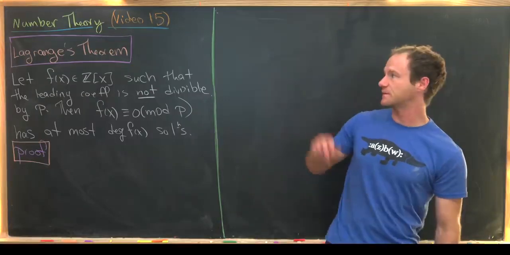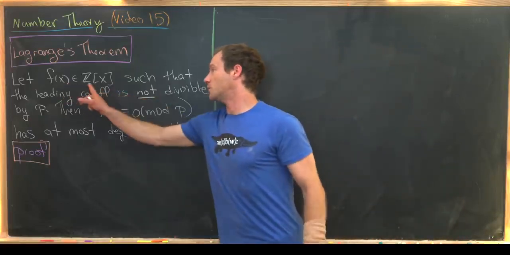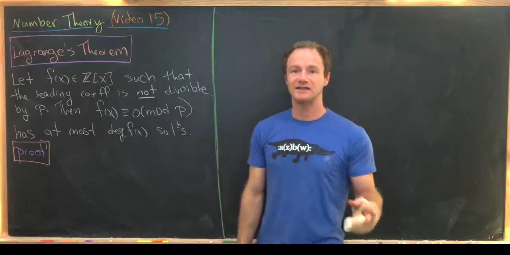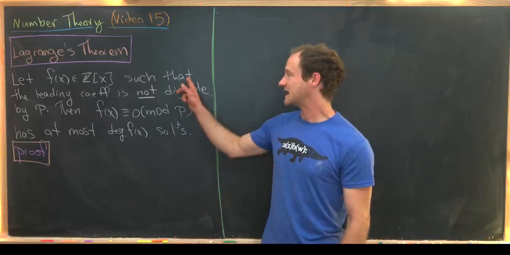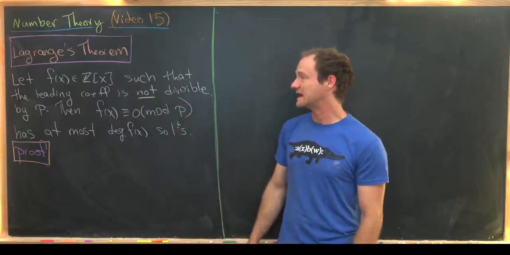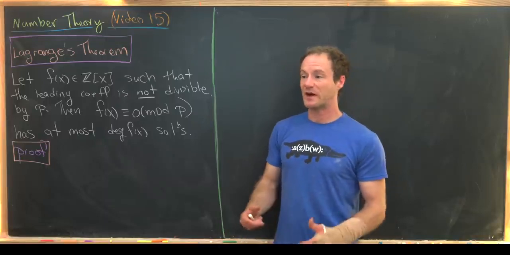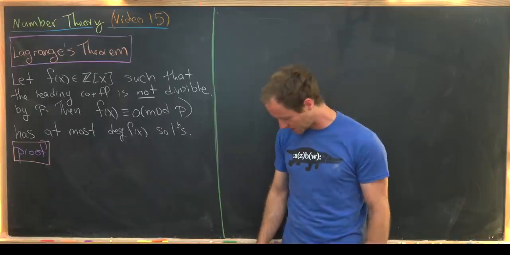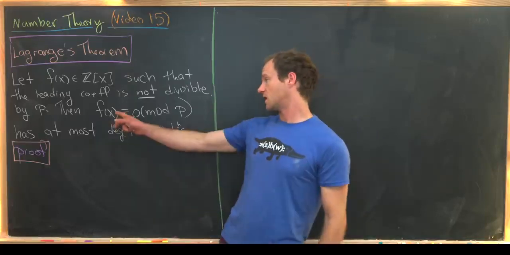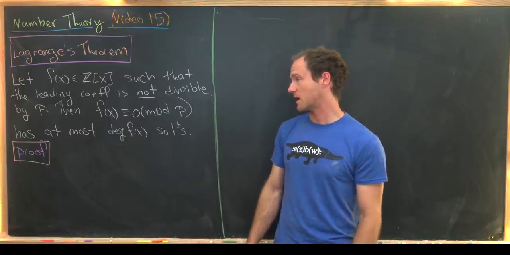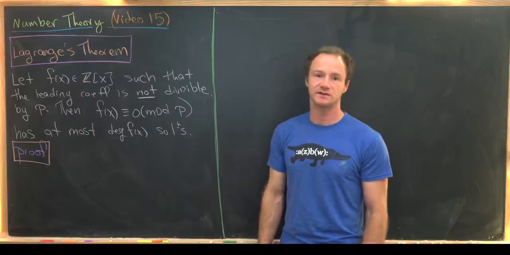We're going to start with something called Lagrange's theorem. That involves a polynomial with integer coefficients, so I denote that by f of x is in Z adjoin x. And it satisfies the condition that the leading coefficient is not divisible by p. By the leading coefficient, I mean the coefficient of the highest power of x. Then the congruence f of x congruent to 0 mod p has at most degree of f of x solutions.